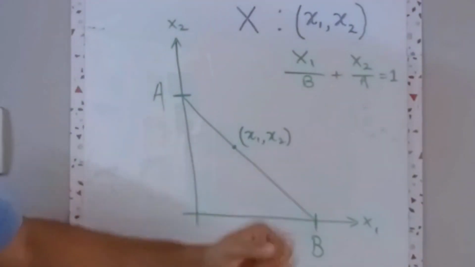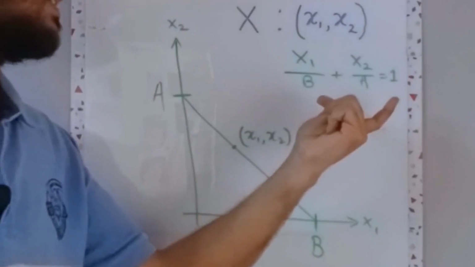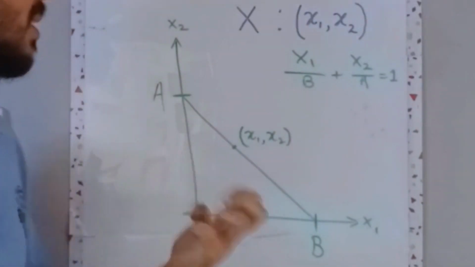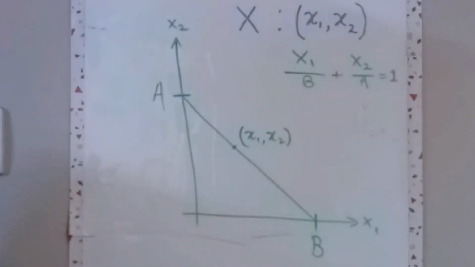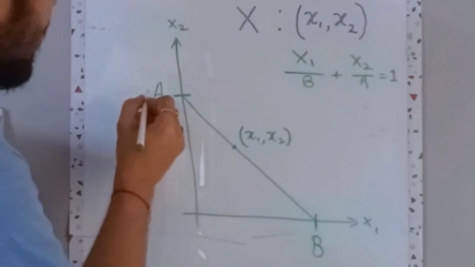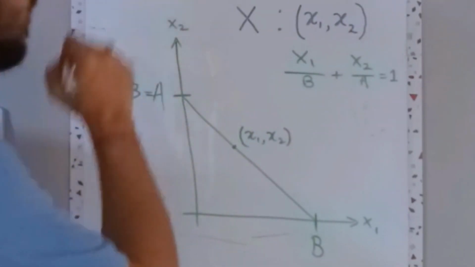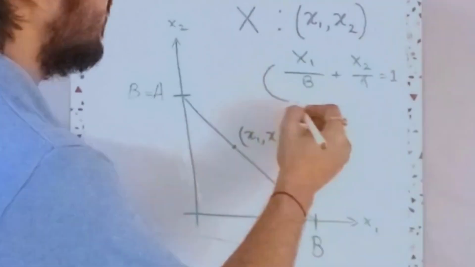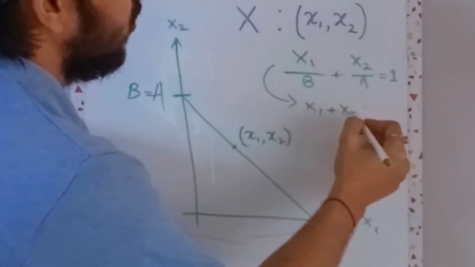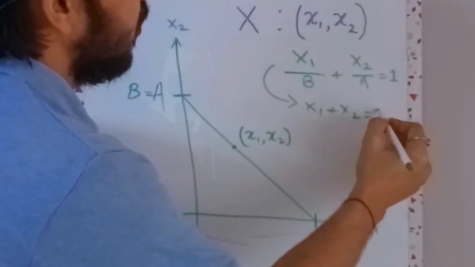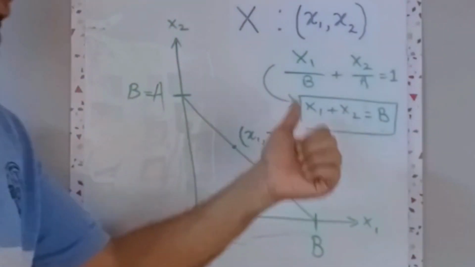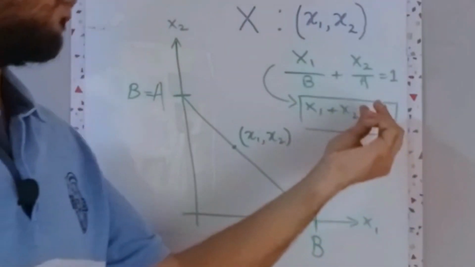right? So if I tell you that this is my case of indifference curve for perfect substitutes, what does this mean? This means that let's say I also give you one other condition, that A is equal to B, right? So in that case you can further simplify this as x1 plus x2, and this will be equal to B, which means that the sum of the two goods in the bundle must be equal to B.